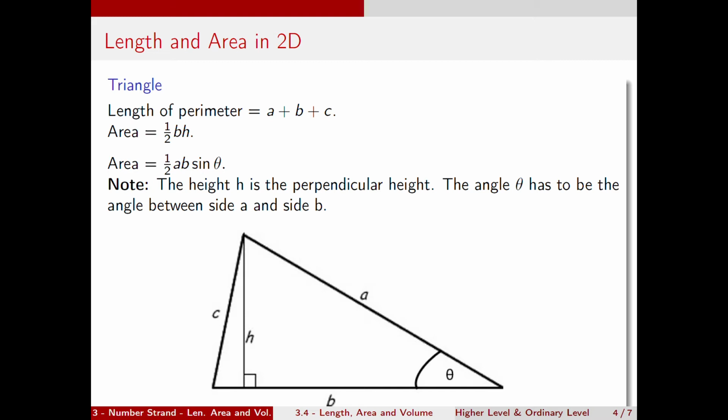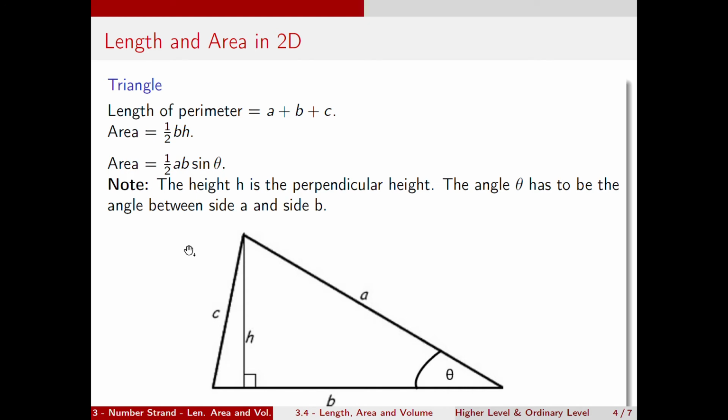Look now at a triangle. The length of the perimeter is equal to adding the lengths of all the sides, so in this case we have a plus b plus c. The area is given by half by the base multiplied by the perpendicular height, which in this case is half by a b sine theta. So again we find that h, the perpendicular height, using our trigonometric rules, is equal to a sine theta.